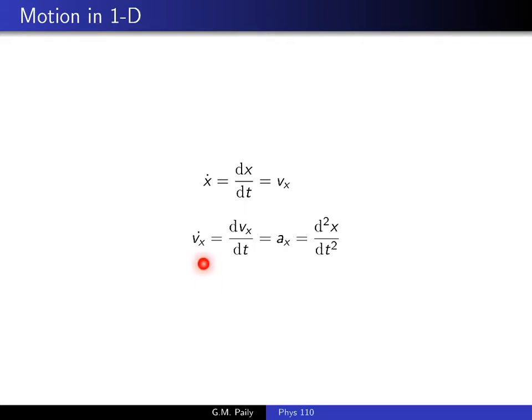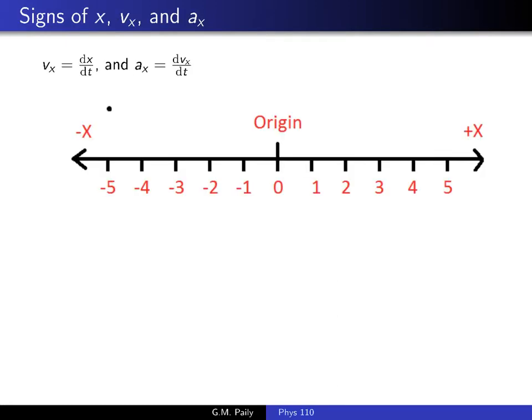Similarly, we can look at the rate of change of vx, and that gives us the acceleration in the x direction. We can also write this as a double derivative of x with respect to time. Let us look at some examples of one-dimensional motion. To describe it accurately, we first need to set up a real line. This allows us to put precise numbers to positions and velocities and accelerations.